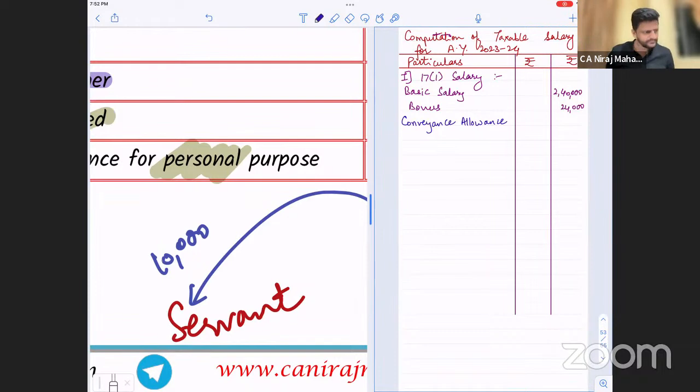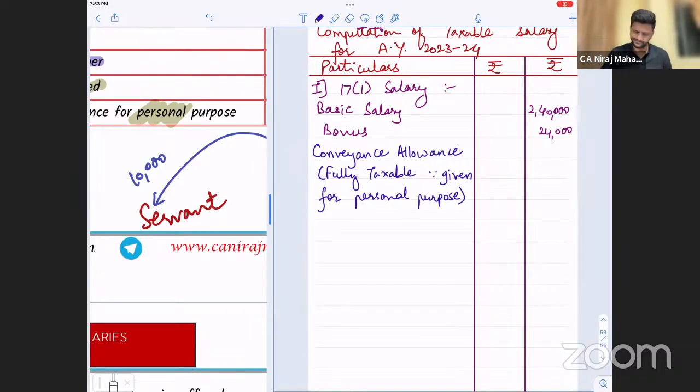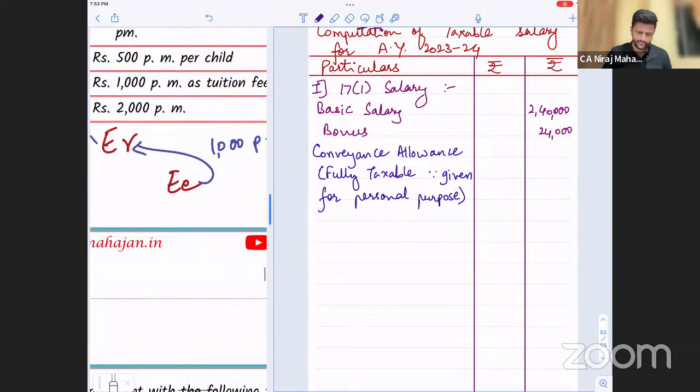Okay, so write down, I'm writing here in bracket: fully taxable. Fully taxable. What is the reason? Because it is given for personal purpose, not for official purpose, right? All right, all of you. So 2000 per month, so 24,000.